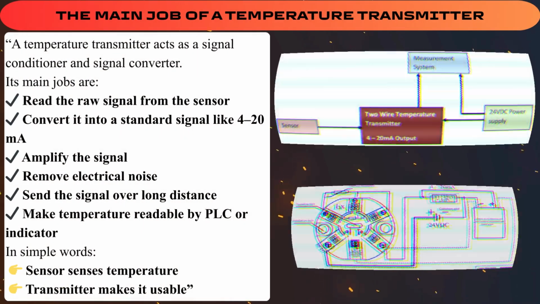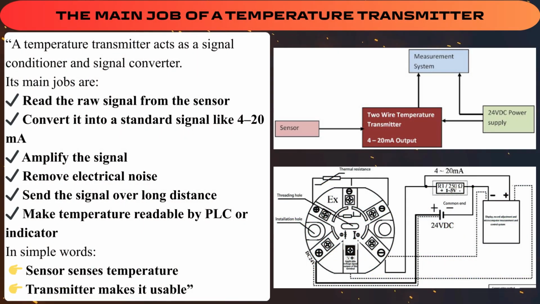The main job of a temperature transmitter. A temperature transmitter acts as a signal conditioner and signal converter. Its main jobs are: read the raw signal from the sensor, convert it into a standard signal like 4 to 20 mA, amplify the signal, remove electrical noise, send the signal over long distance, make temperature readable by PLC or indicator. In simple words, sensor senses temperature, transmitter makes it usable.